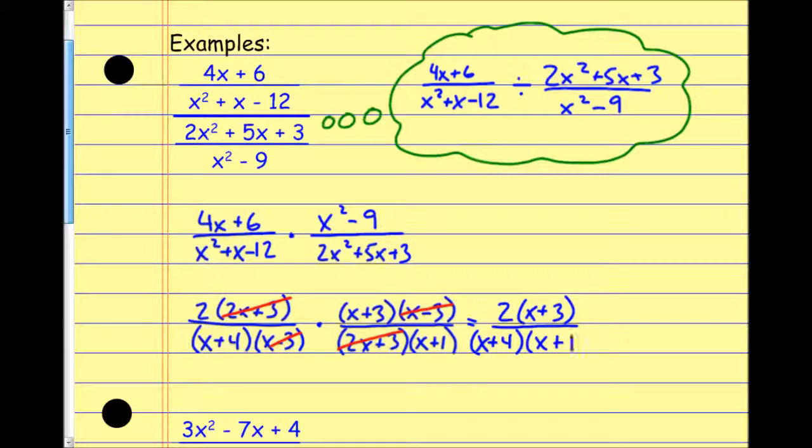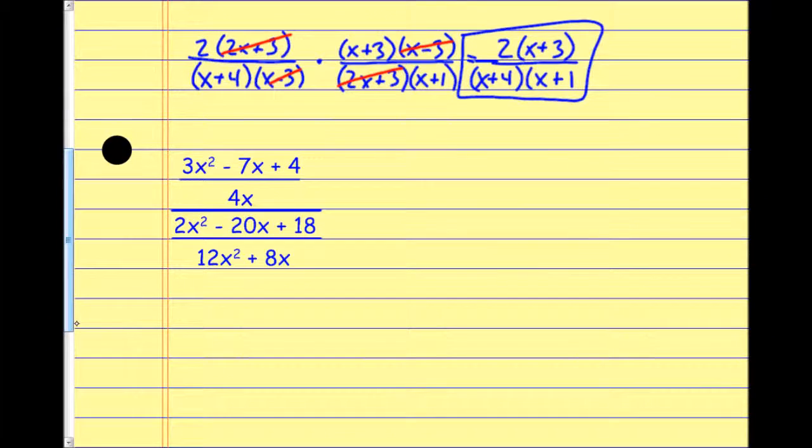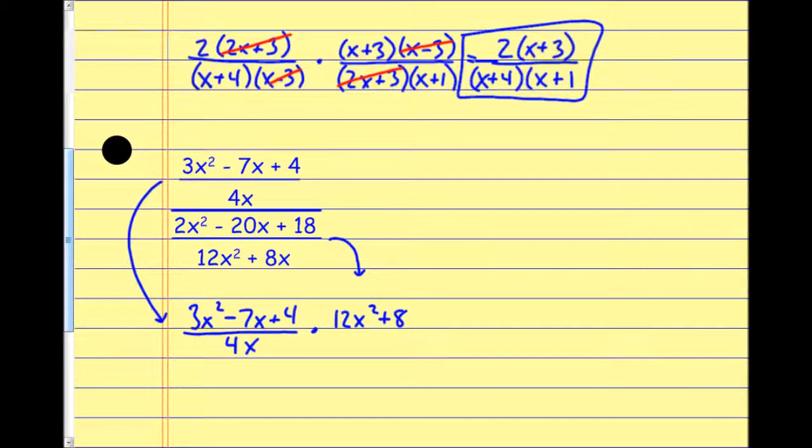Okay. If I look at the next one, again, we have this big, giant, ugly fraction. I'm going to go right to multiplying by the reciprocal. Again, you can write this out in terms of division horizontally, but I'm just going to take this top fraction and leave it the way it was, as the 3x squared minus 7x plus 4 over the 4x. And I'm going to change this to multiplying by the reciprocal, so I take this second fraction and flip it, so it becomes 12x squared plus 8x over the 2x squared minus 20x plus 18.